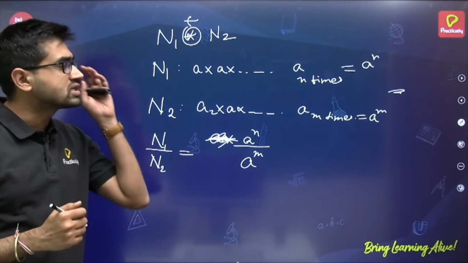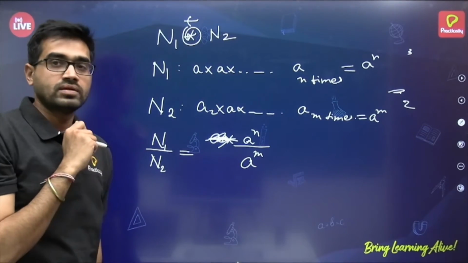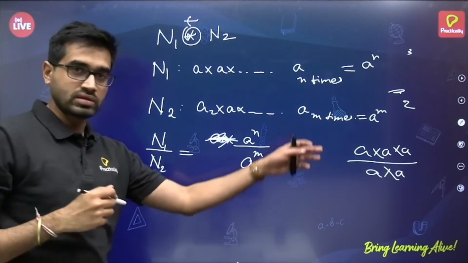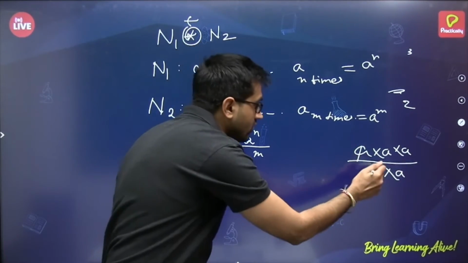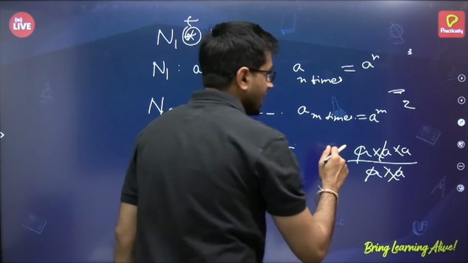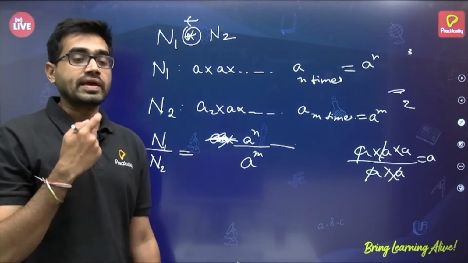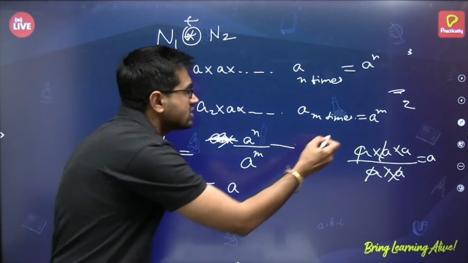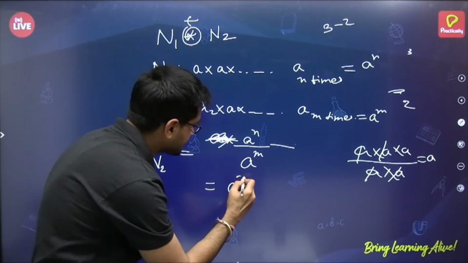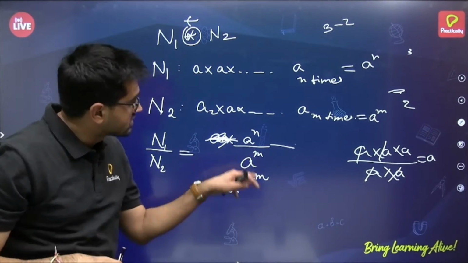Now n and m. Just think, if this is 3 and this is 2, if this is a into a into a and this is a into a only, there are 3 a's, there are 2 a's dividing. What will happen? Only one a will be left. Now I can say what? It is nothing but a raised to the power 1, which is also 3 minus 2. So it is n minus m. So what happened? When I divided two numbers, the powers got subtracted.